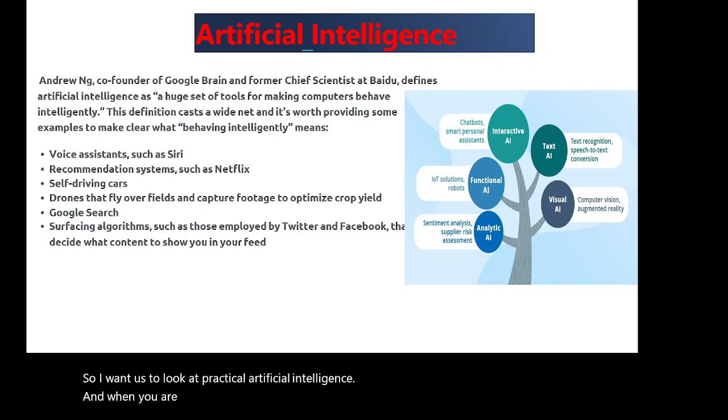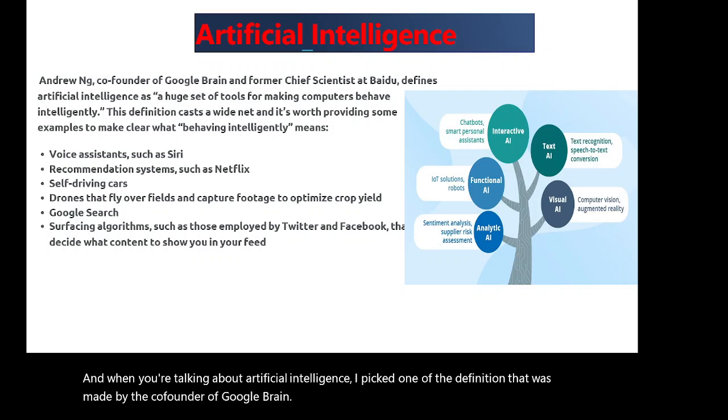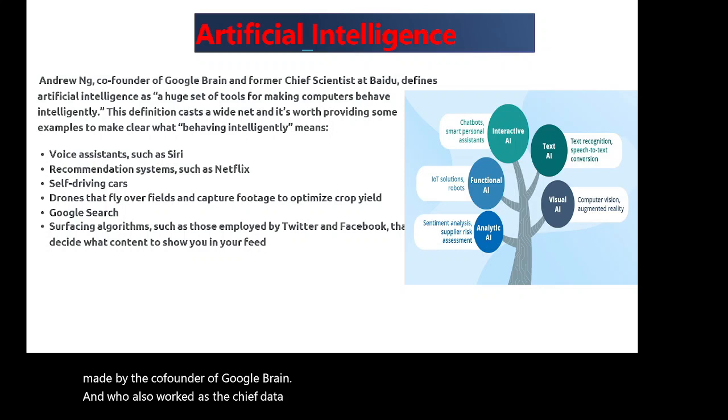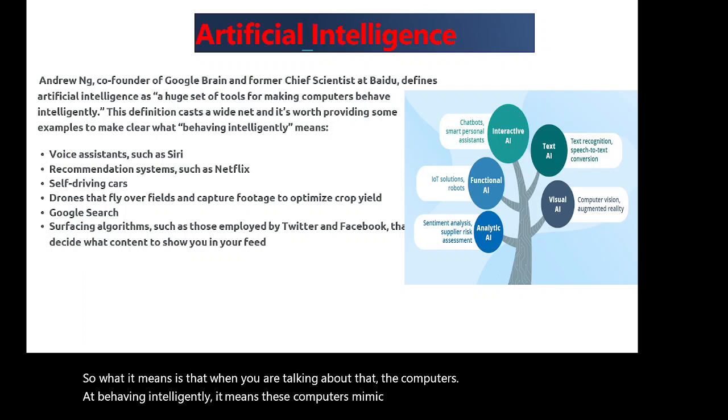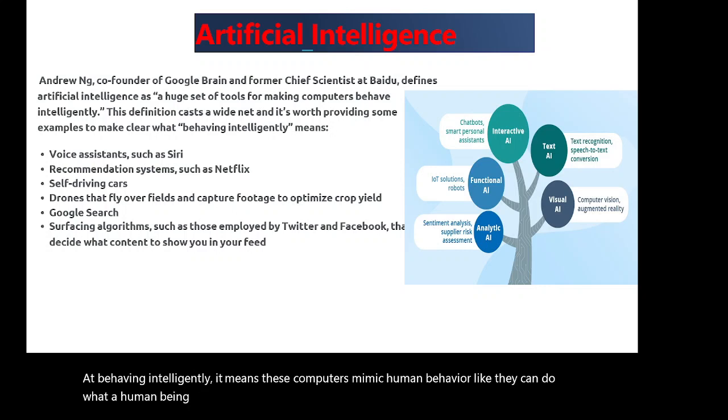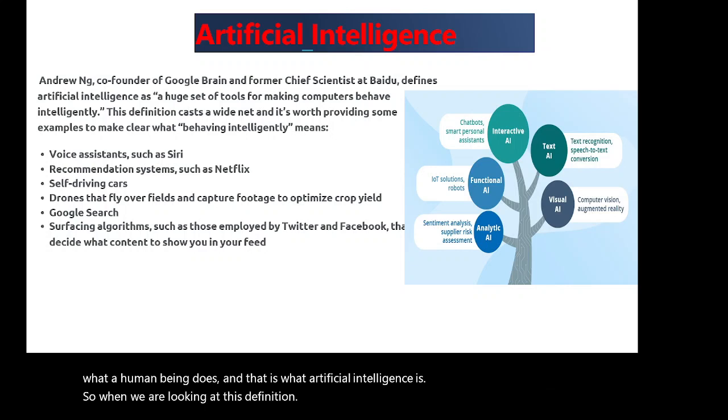When we are talking about artificial intelligence, I picked one of the definitions made by the co-founder of Google Brain, who also worked as the chief data scientist at Baidu. This guy is called Andrew. He defined artificial intelligence as a huge set of tools for making computers behave intelligently. It means these computers mimic human behavior, like they can do what a human being does, and that is what artificial intelligence is. It is a general definition that covers a wide scope, if I can say.